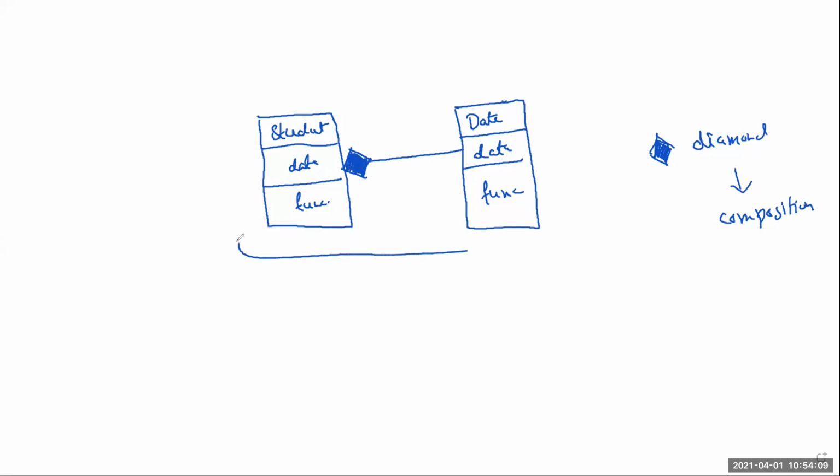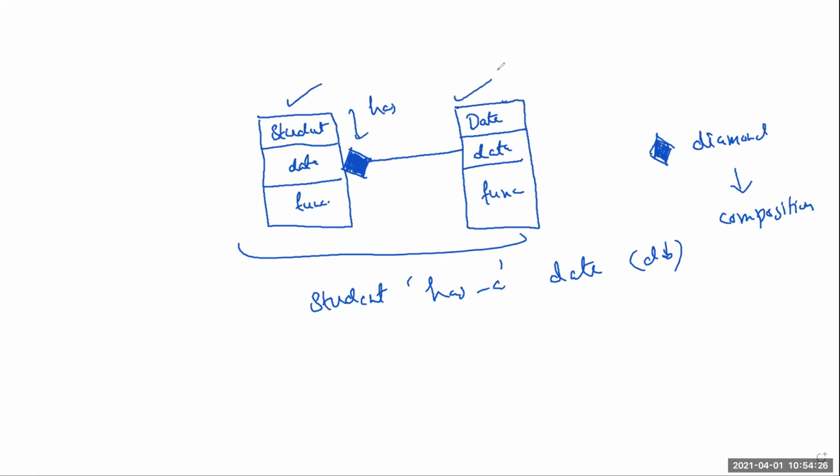And how do you read it? You read it as Student has a Date, and the date is actually the date of birth. So this is how you read it. Student has this date or date of birth, whatever you want to call it.